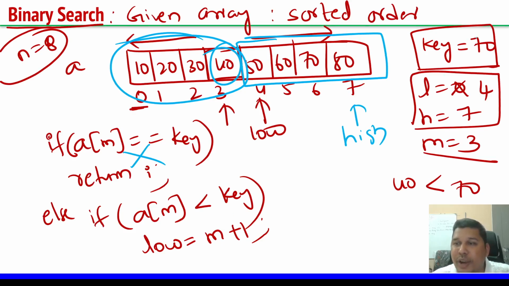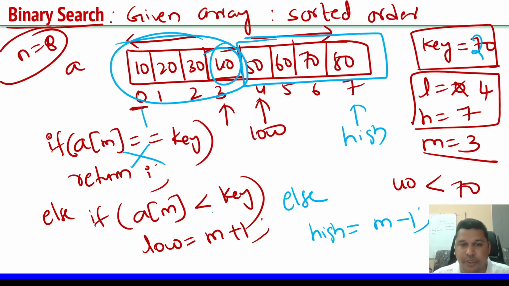Suppose the key element which you are finding was 20. Then the third case. Else, what you have to do? If A of m is greater than key, means 20 here and 40 here, right? In that case, 40 is greater than 20. So when that is the case, you have to make high equal to m minus 1. In the third case, this will happen.